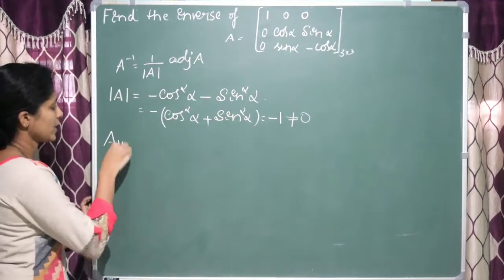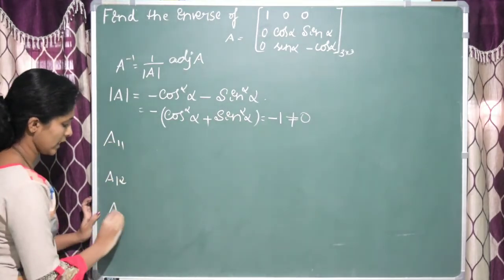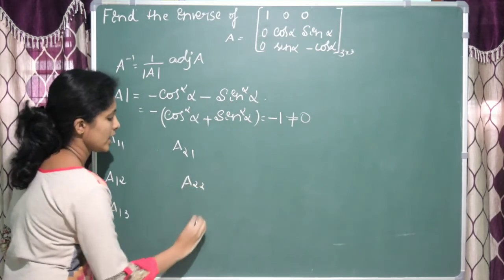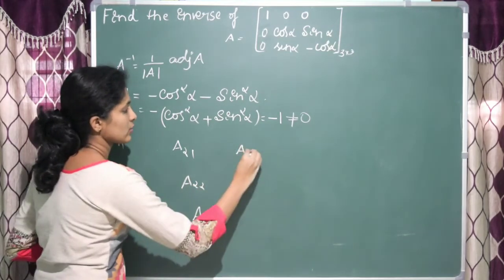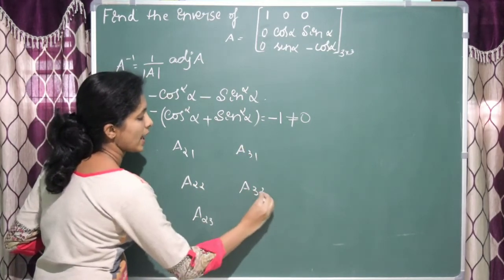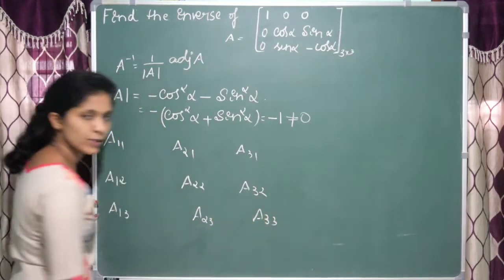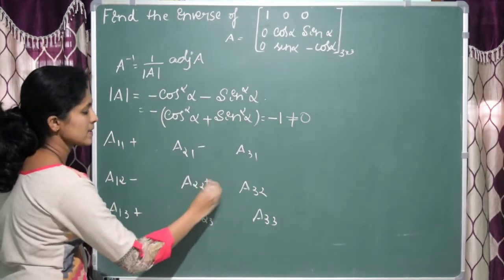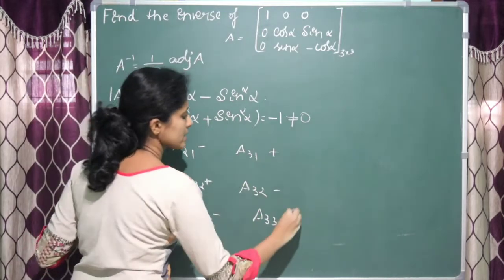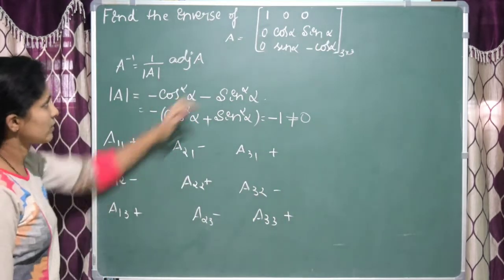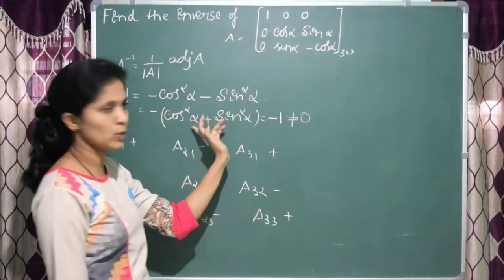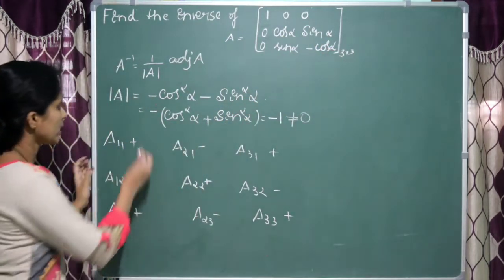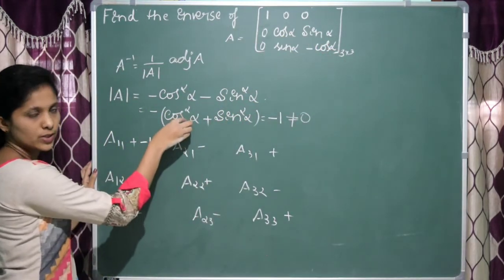For that, we have to find A11, A12, A13, right? A21, A22, A23, A31, A32 and A33. First, we will add the sign. So, this is plus, minus, plus, minus, plus, minus, plus, minus and this is plus. A11, first row and first column. So, same we will get, right? Minus cos square alpha minus sin square alpha. So, it will be equal to minus 1. Is it clear?